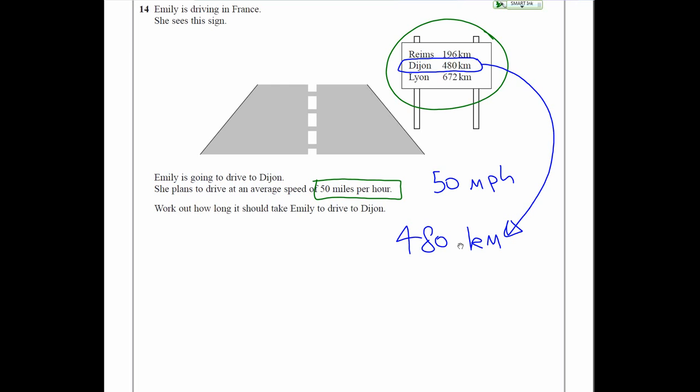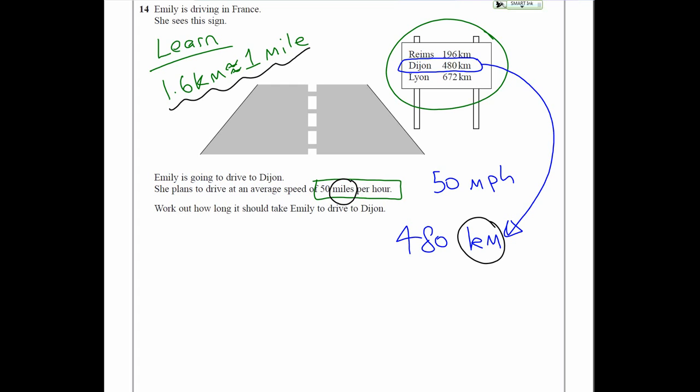You need to know, and you actually have to learn this, that 1.6 kilometers equals about 1 mile. Okay? And that is a tricky question because it hasn't told you that. And if you do not convert so that your units are the same, you're going to get this wrong. So this 2014 paper is trickier, I'm not going to lie. Things like this are cropping up. So, let's get down to the job at hand.